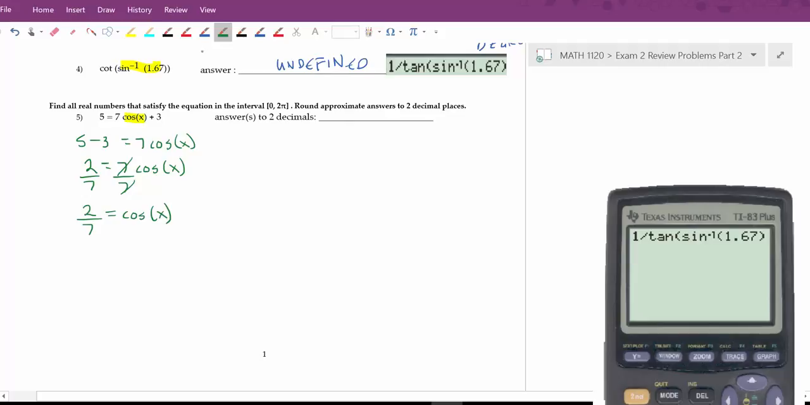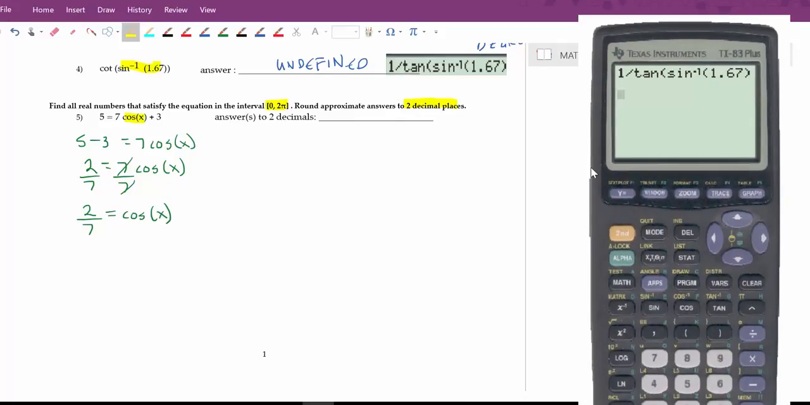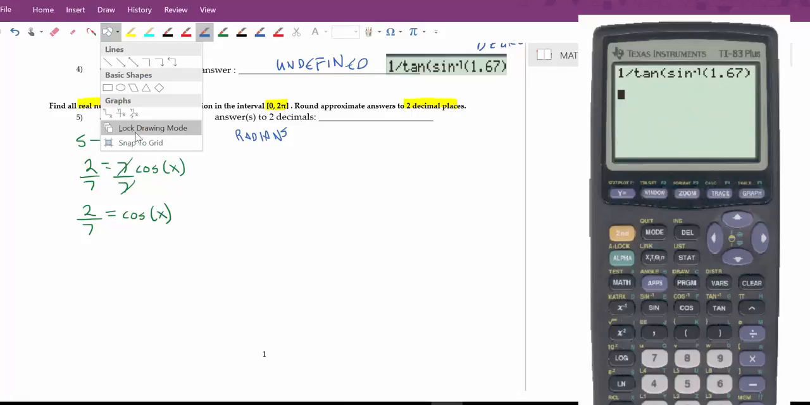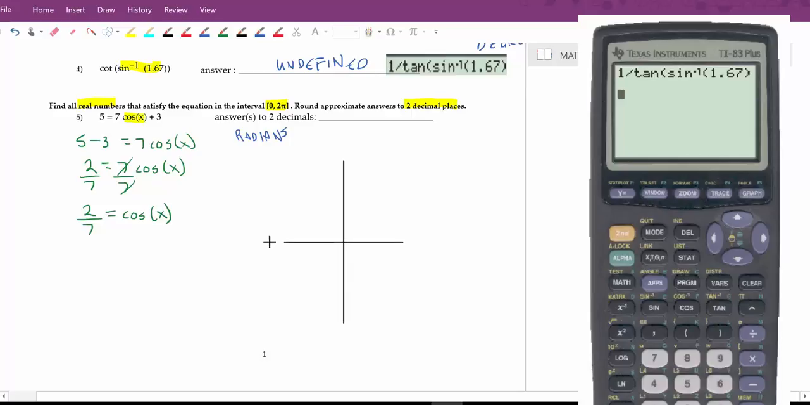Now, there are several ways you can solve this equation. All I'm looking for is all of the answers from 0 to 2 pi, rounded to 2 decimal places. I want real numbers, so since I say real numbers, that's telling you I want these answers in radians to 2 decimals. So make sure the calculator's in radian mode. And really what you have to do is realize what's going on in the unit circle on this problem. This is where students a lot of times mess up.